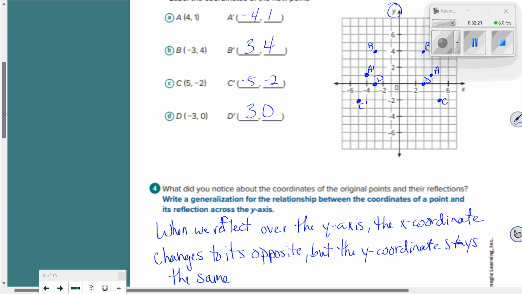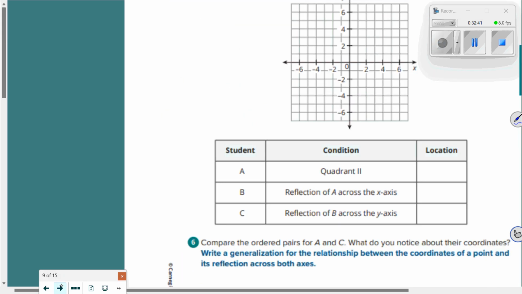It's confusing. When I reflected over the x-axis, what changed? The y-coordinate. When I reflect over the y-axis, what changed? The x-coordinate. So that's your big key takeaway on this. So, guys, please remember that as you're doing reflection.